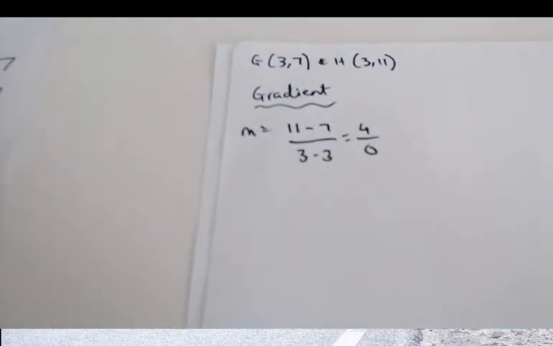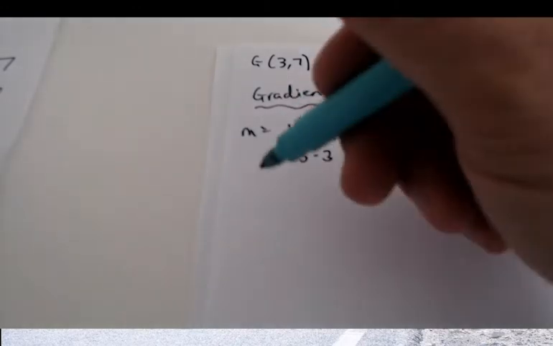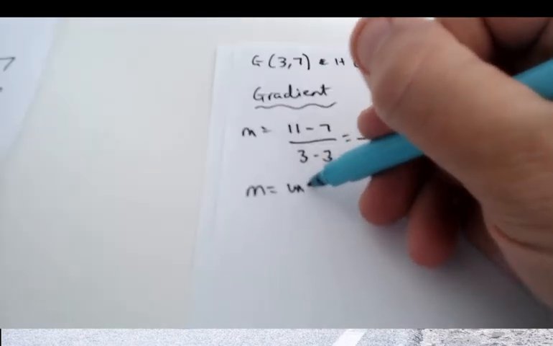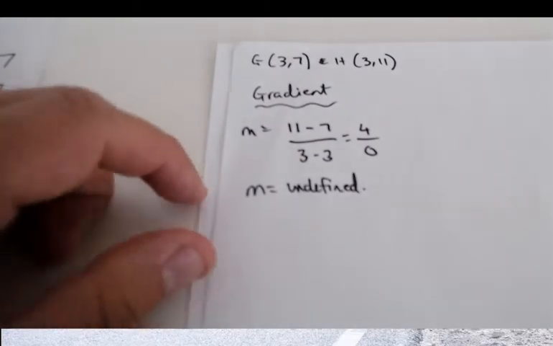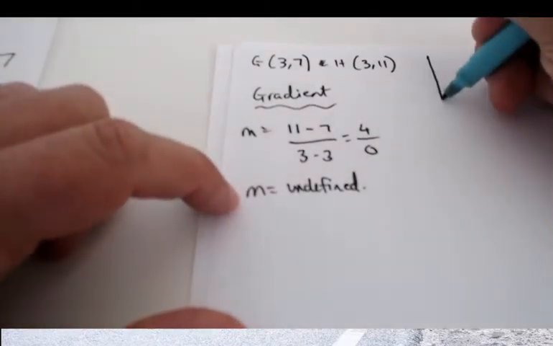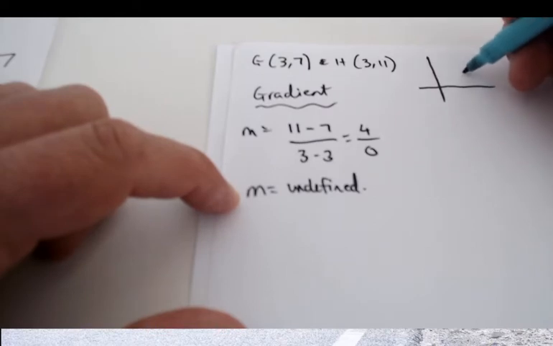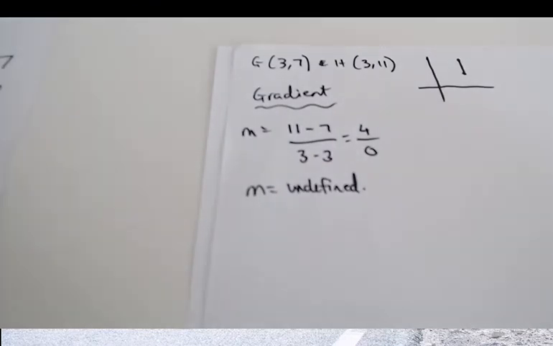Okay class, what's 4 divided by 0? Anyone? Does anyone want to take a bold step and embarrass themselves in front of everybody? If you cast your mind way back to one of the very first videos, you will remember this, hopefully. You cannot divide by 0. It's impossible. This is an undefined gradient. It's an undefined gradient because if I plotted what this looked like, 3, 7, 3, 11, I have a vertical line.